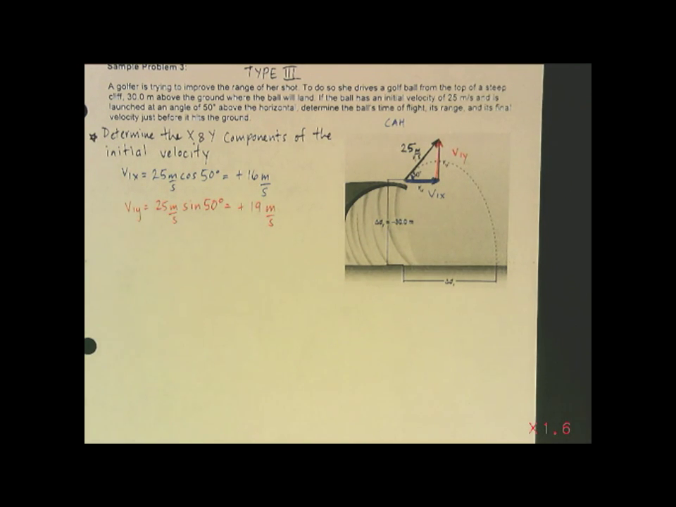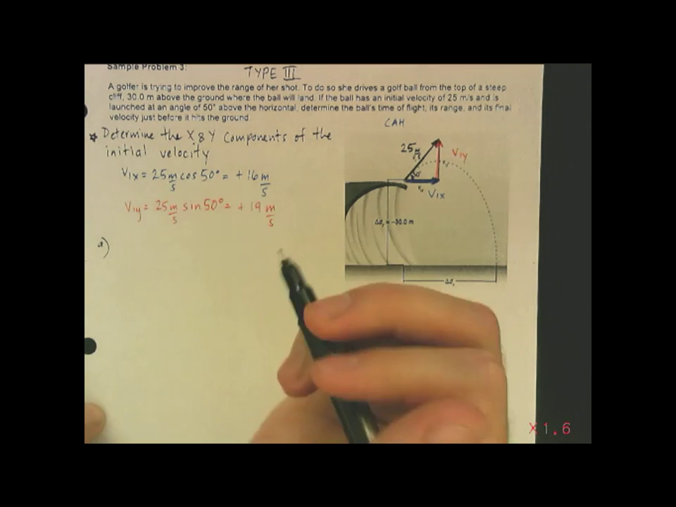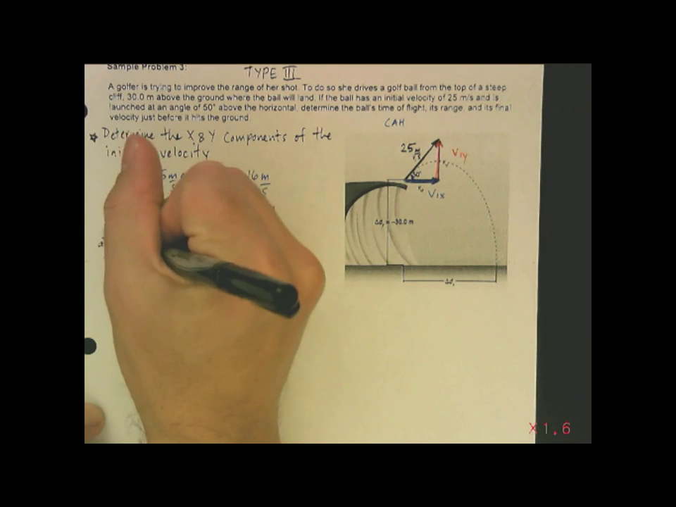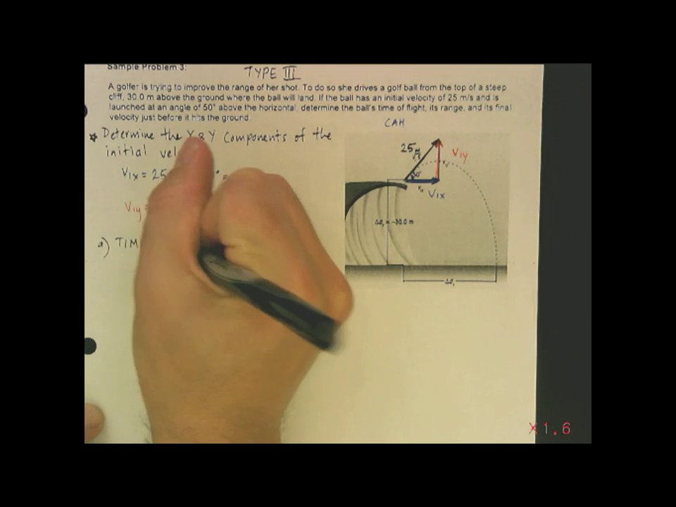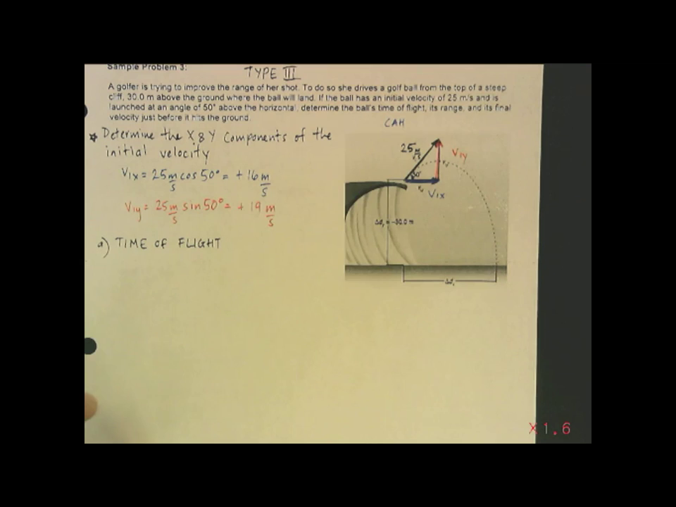Now let's set out to answer part A. In part A, they want us to find the time of flight. Sometimes when I jump above the ground, I wish I could stay in the air forever. I just feel like flying or floating. But I can't, because something always sends me back down to the ground. What is it? Gravity. Gravity will affect your time of flight.